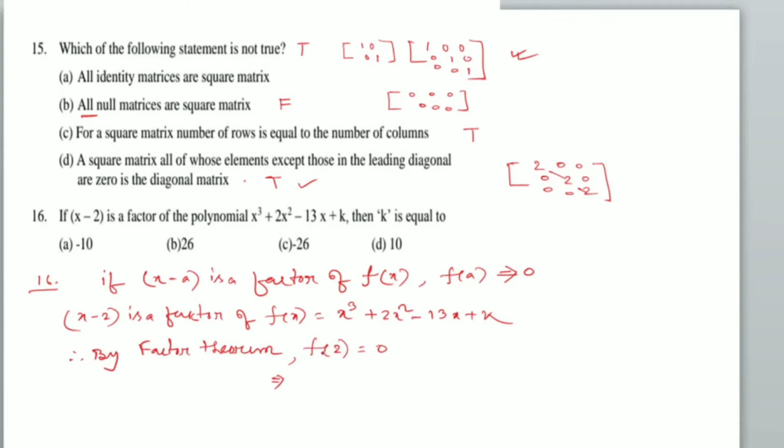So we replace x by 2, so it will be 8, then 2 into 2 square means 4, minus 13 into 2, plus k is equal to 0. Therefore 8 plus 8 minus 26 plus k is equal to 0. Or we can write 8 plus 8 means 16, 16 minus 26, it is minus 10, so k is equal to 10. Okay, so option number D is the right answer.